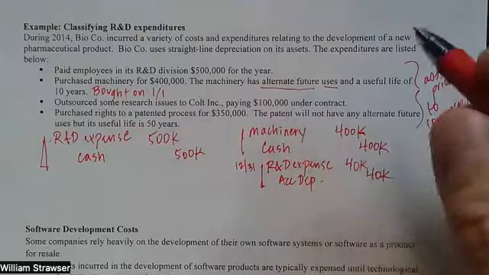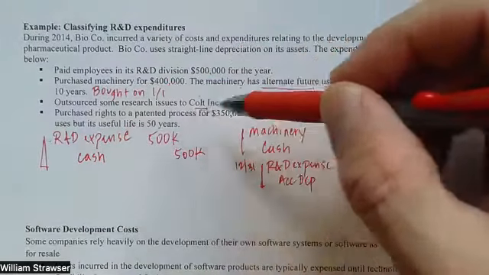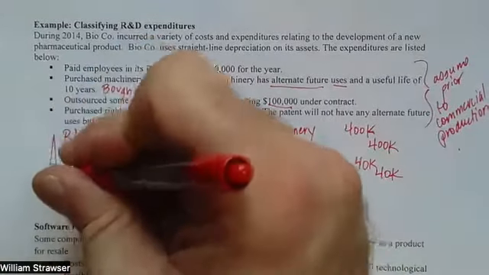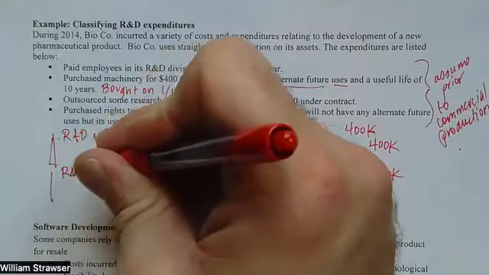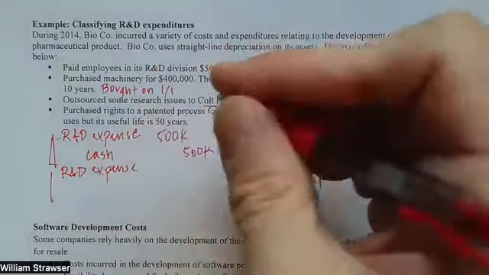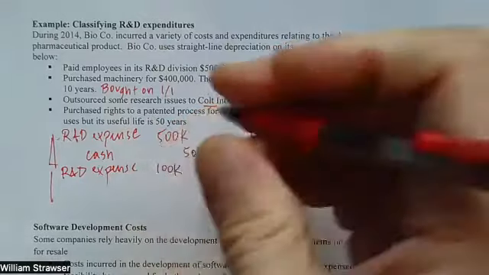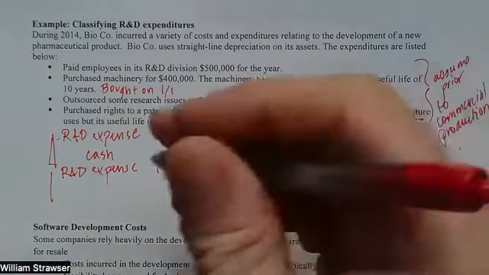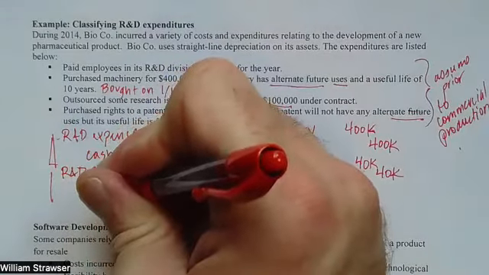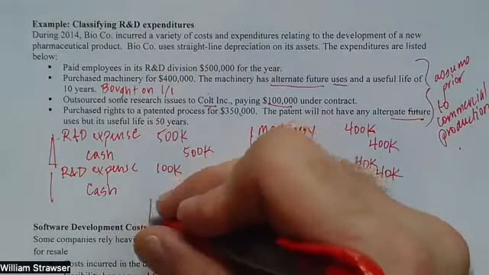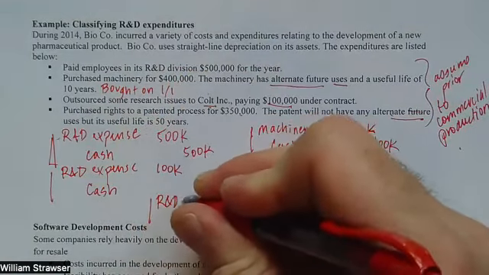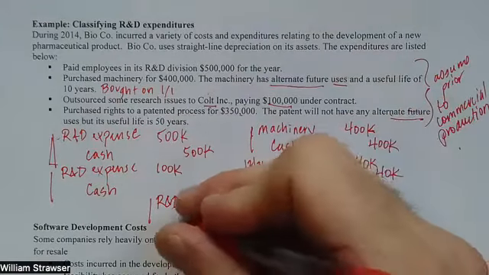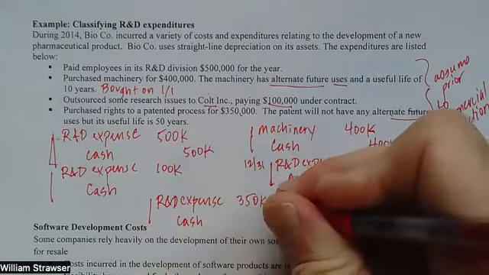If I outsourced some research issues to another company and paid them $100,000 under a contract, that's just R&D expense. And the final one, I purchase rights to a patent for 350. The patent will not have any alternative future use. And because the patent has no future use, it all goes to R&D. I don't get to call it a patent.